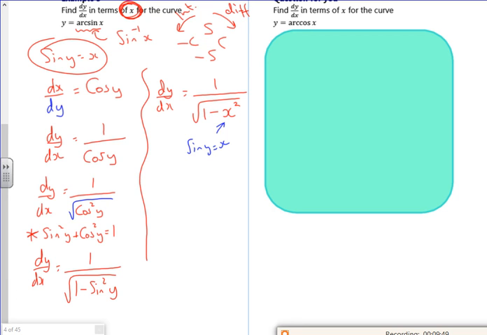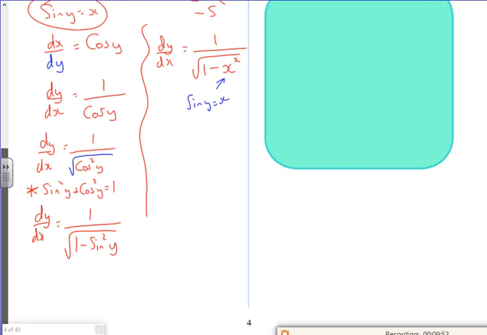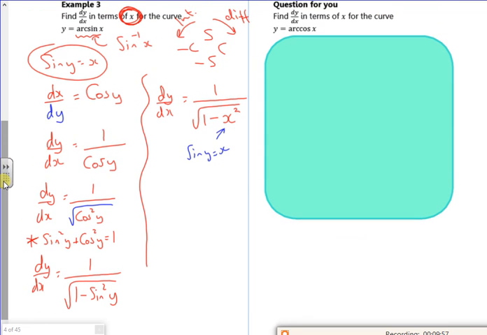Right, I'm running out of time now, but there's no more questions on that page for you to do. But there is this question here for you, but there's no other exercises, I don't think.